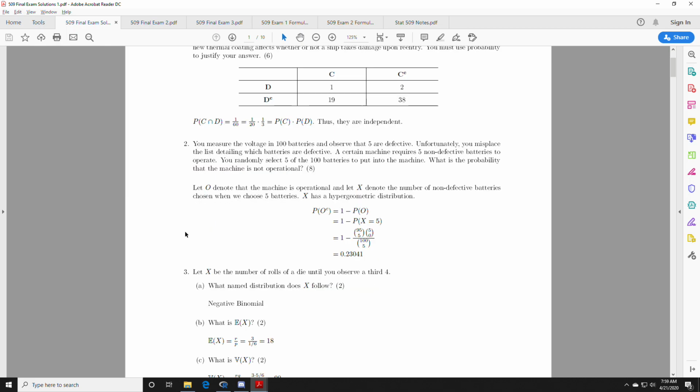We've got 100 batteries, 5 are defective, but we don't know which 5 are defective. The machine requires 5 working batteries to operate, and so if we randomly take 5 of the 100 batteries and put them in the machine, what's the probability that the machine is not operational?